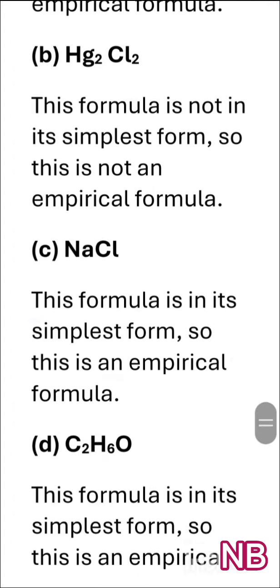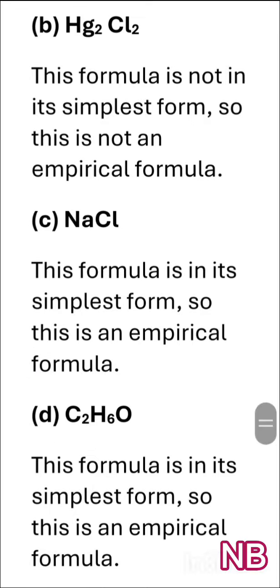Second is Hg2Cl2. It's also not in the simplest form because the subscripts can cancel each other to get 1, so it's not an empirical formula. NaCl: the formula is in its simplest form, so this is also an empirical formula. You can also call it a molecular one because it's the formula for sodium chloride.